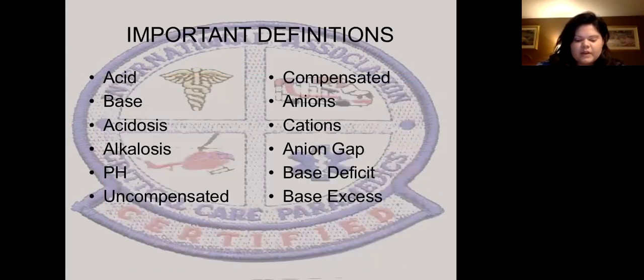So some important definitions as far as ABG interpretation: you need to know acid, base, acidosis, alkalosis, what pH is, compensated versus uncompensated, anions, cations, anion gap, base deficits, and base excess.